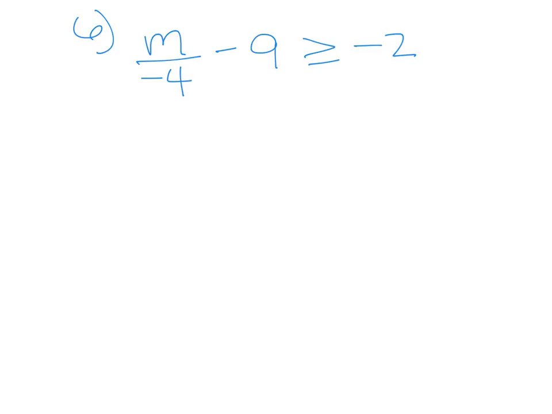Okay, here's problem number 6. M divided by -4 minus 9 is greater than or equal to -2. Again, if the sub can please pause the video and give students a chance to work this out, and you can start it again when they're ready.